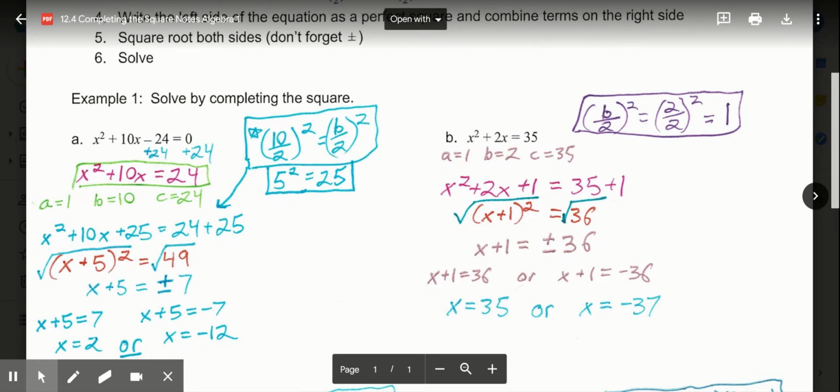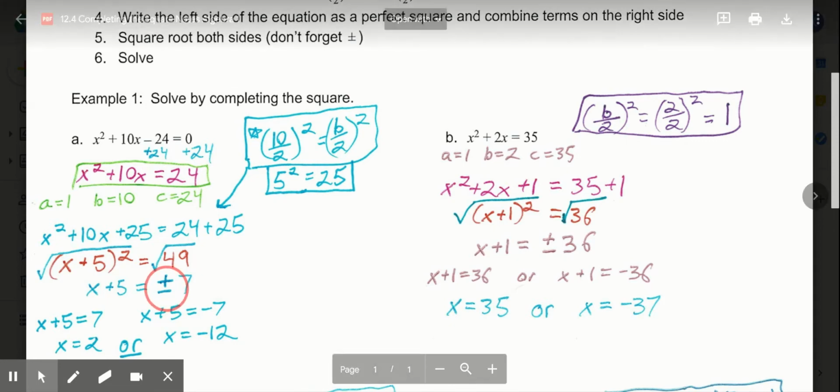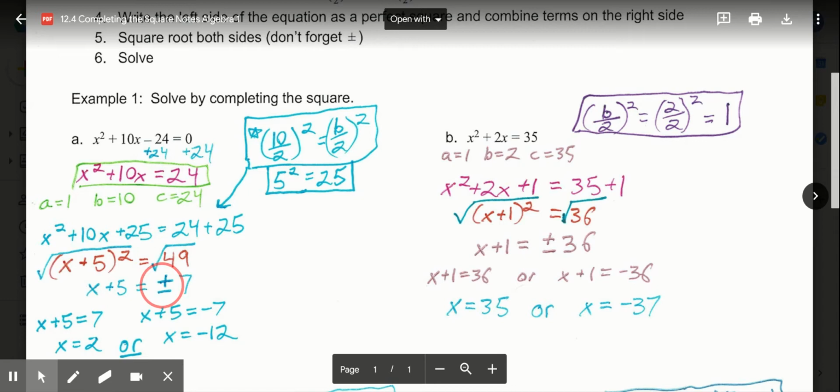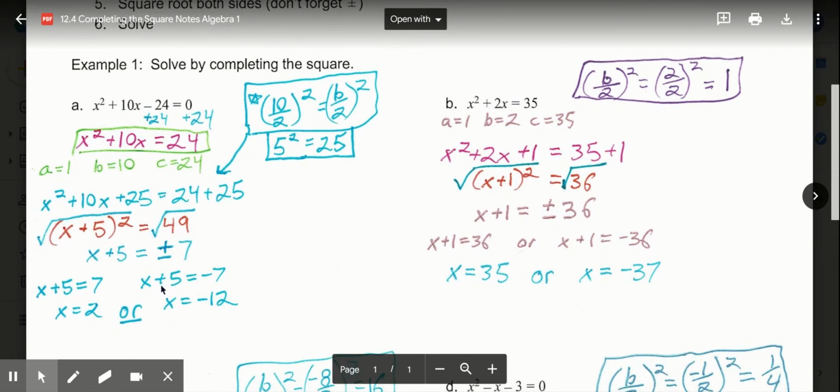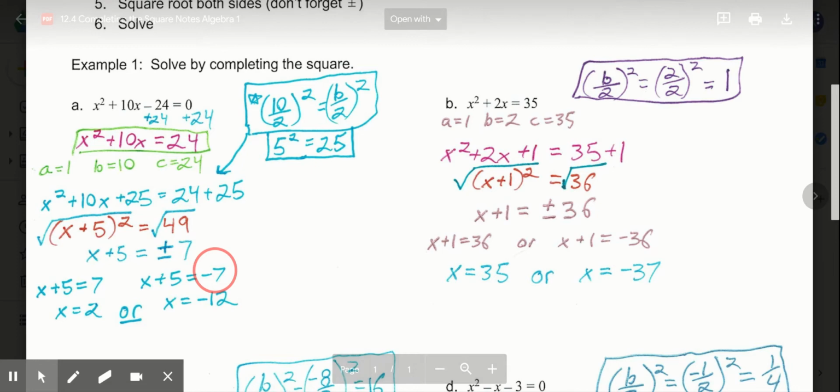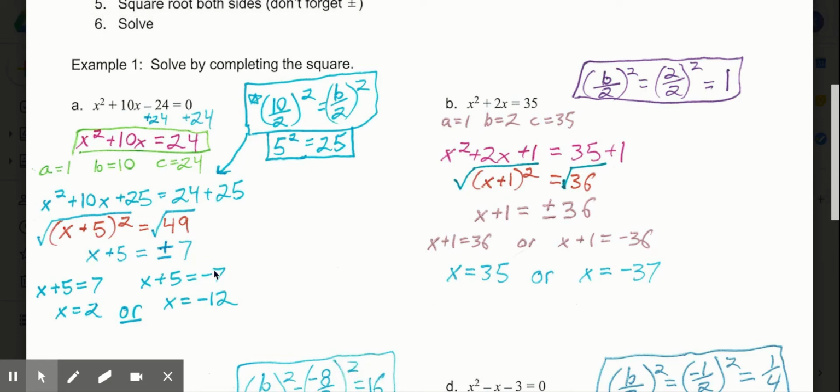Then we have to square root both sides. So the square root of x plus 5 squared is just x plus 5. And the square root of 49 is positive or negative 7. So that's this symbol here, positive or negative. So in order to solve, we have to set it up as two equations. We have to set it up as x plus 5 equals 7 or x plus 5 equals negative 7. Then subtract 5 to solve for x, and x equals 2 or x equals negative 12.